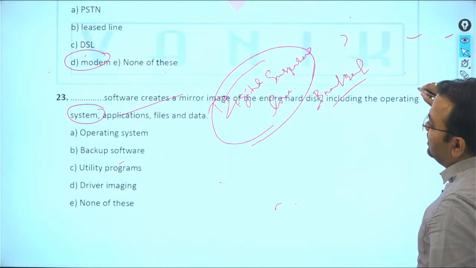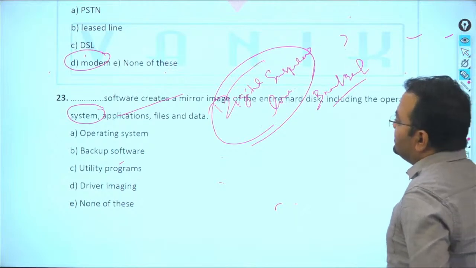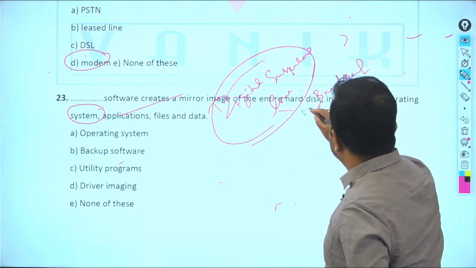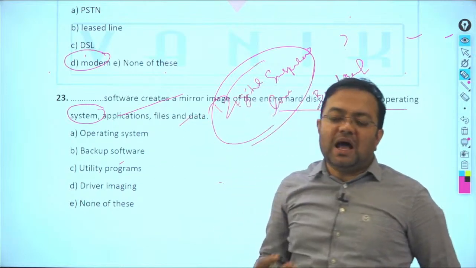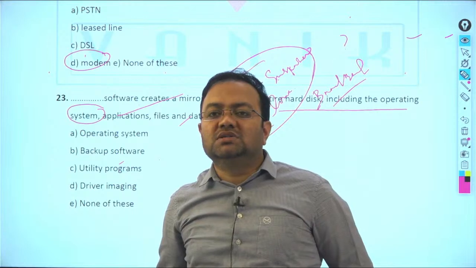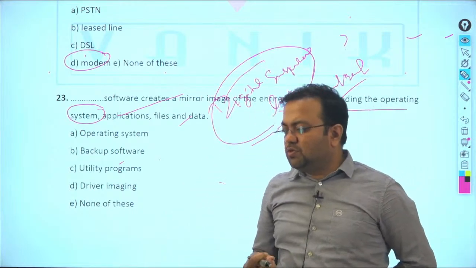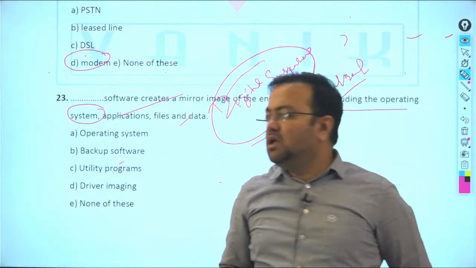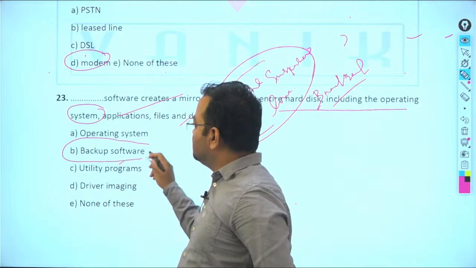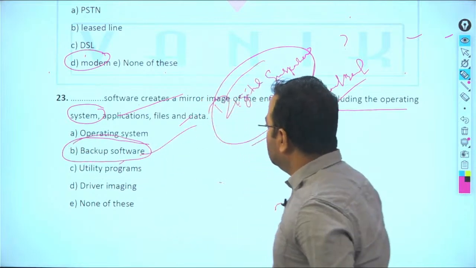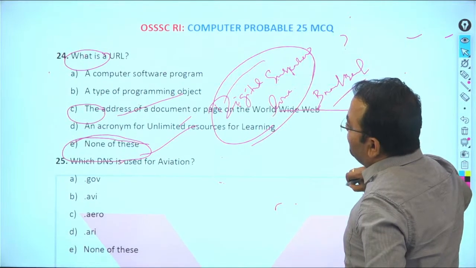Okay, so goes to question number 23. It has asked, the software which creates the mirror image of the entire hard disk, including the operating system and application files. So students, as our computer system is a machine, there is a possibility the system may crash. So for this purpose, we can back up our computer system. So this is nothing but your backup utility. So here option is B, backup utility. Then goes to question number 24.